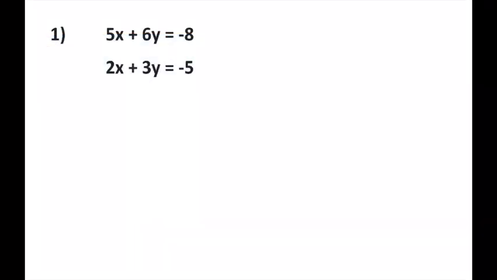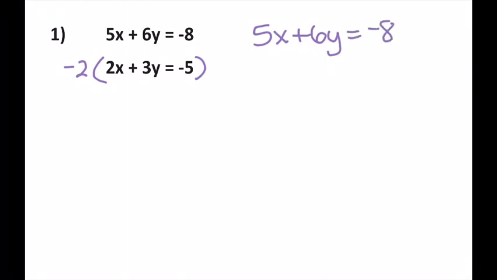Okay, so for number 1, we are going to solve this system of equations using elimination. And so remember that what we're trying to do is either get rid of the x's or get rid of the y's. So looking at that, I'm going to choose to multiply the second row by -2. So I'm going to rewrite the first row, and then I'm going to multiply -2 by everything on the second row. And don't forget that last constant on the end. Then I'm going to add these together.